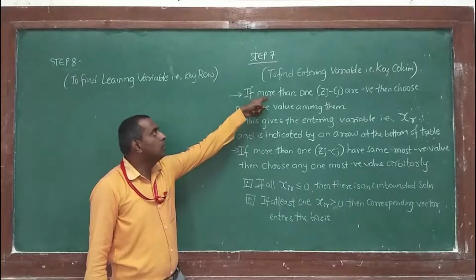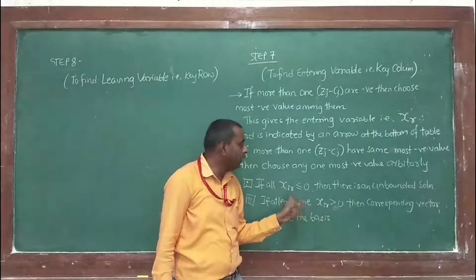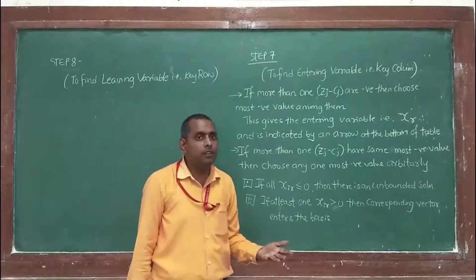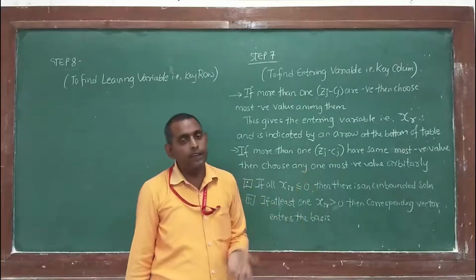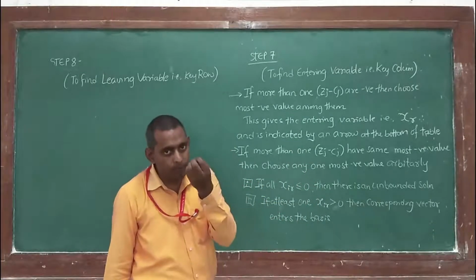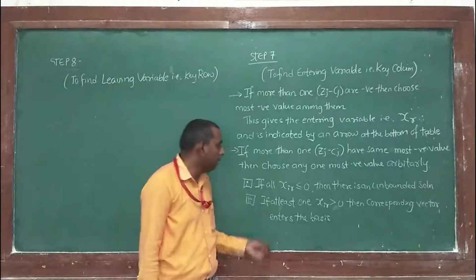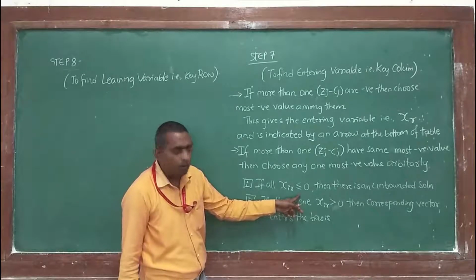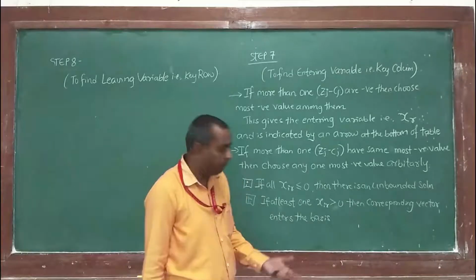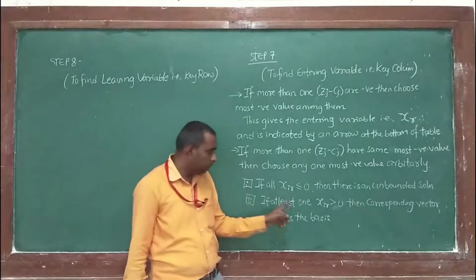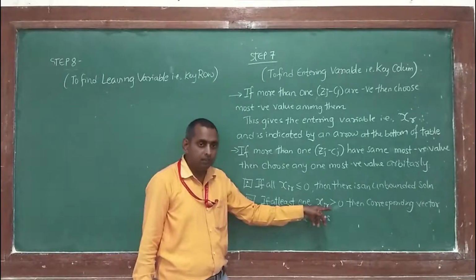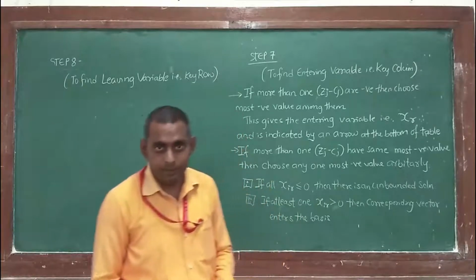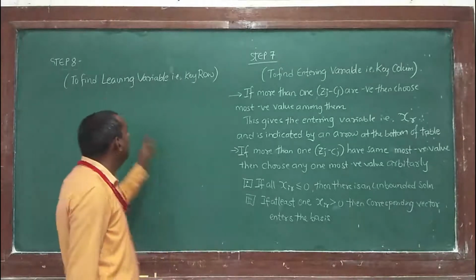Step number 7. So find the entering variable, that is key column. So we are choosing the most negative value. Fine. If any one most negative value is there, that becomes the entering variable. Or if any two values have the most negative with the same values, choose any arbitrary value. So if all xir are less than or equal to 0, then there is an unbounded solution. Whereas if at least one xir is greater than 0, then the corresponding vector enters the basis. Then we will go for step number 8.